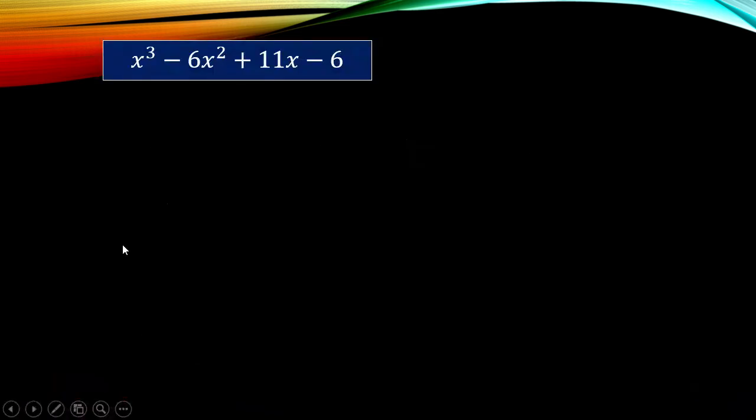So let's start. Here we are factorizing a cubic polynomial, that is x cube minus 6x square plus 11x minus 6. We are aware that whenever we factorize this cubic polynomial, we can get three factors, and those factors can be linear factors. We are also aware that in the first video we saw that the first factor should be obtained by hit and trial method or trial and error method.